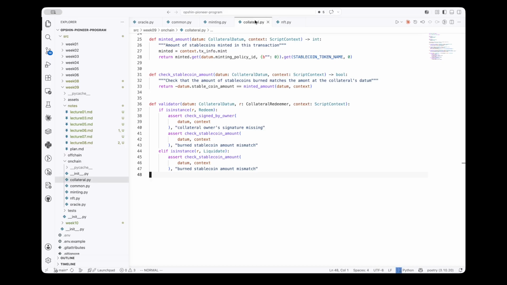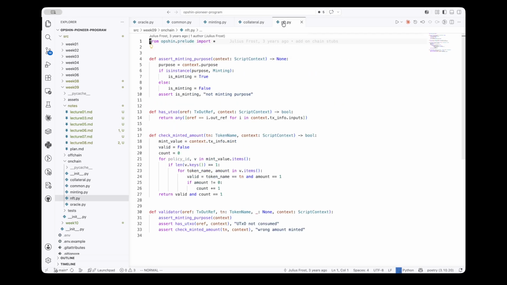So basically the collateral contract essentially says something like, if you want to spend this UTXO and take this ADA, you can only do so if you actually burn some tokens in the same transaction. And this burning then ensures that the minting contract is also executed, and that one in turn enforces those important remaining checks. Okay, so this covers the collateral contract.